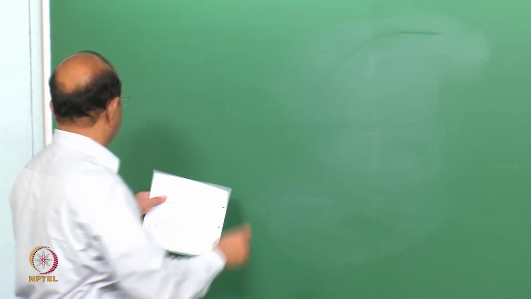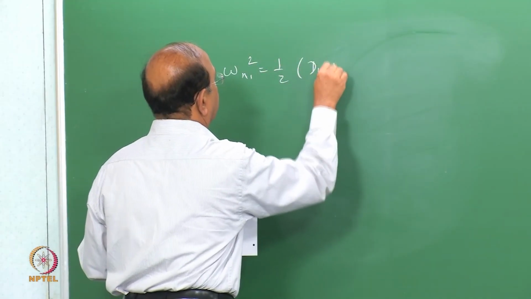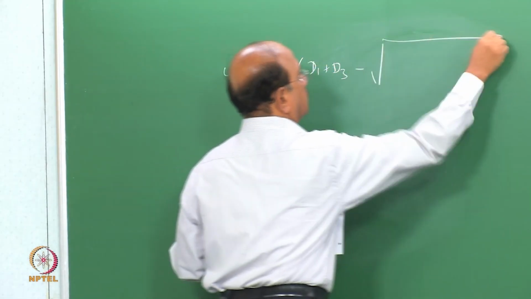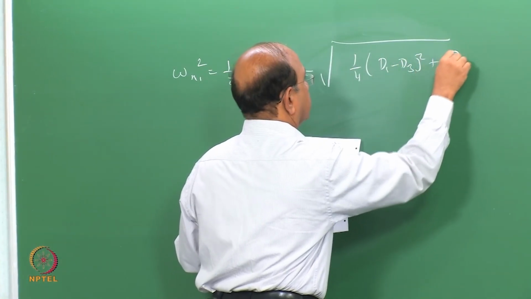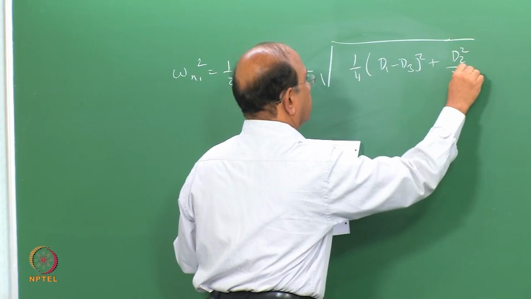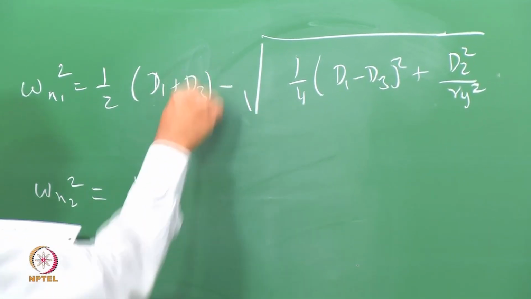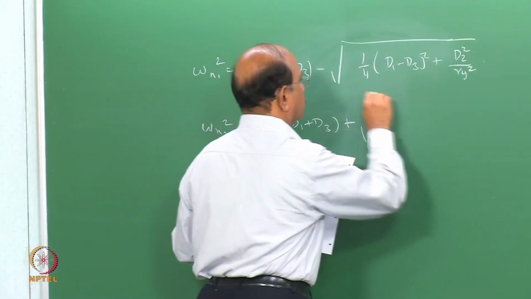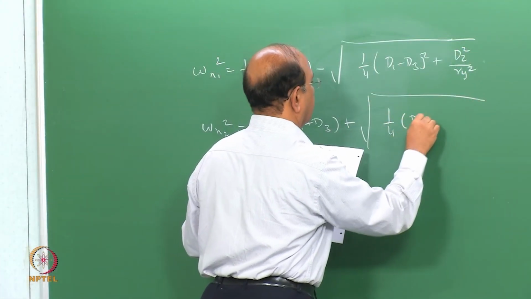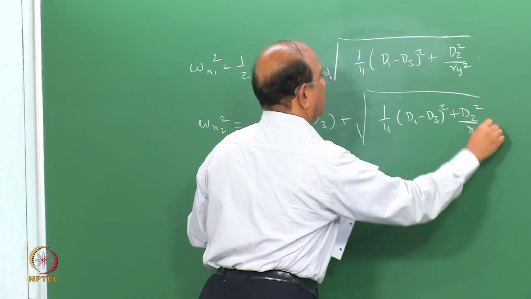Pretty standard stuff. So I will write down omega n1 squared is equal to half into d1 plus d3 minus root of 1 by 4 into d1 minus d3 squared plus d2 squared divided by Ry squared, and omega n2 squared is equal to half into d1 plus d3 plus root of 1 by 4 into d1 minus d3 squared plus d2 squared by Ry squared.